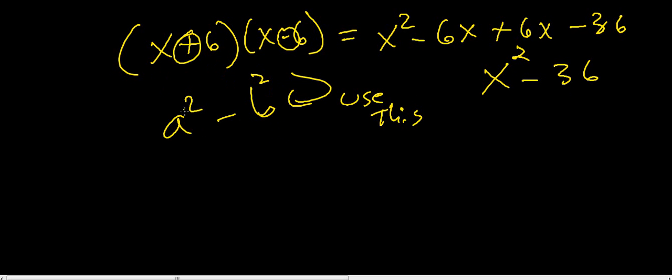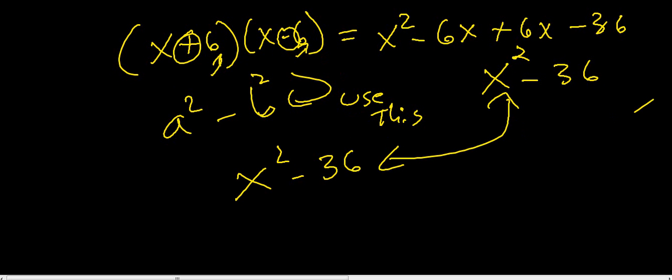And really what this says is just take your first number and square it. So you've got x squared. Then you're going to subtract your second number, which would be 6, right? You want to square 6 and you get 36. So we've got the same thing twice. Let's do another example.